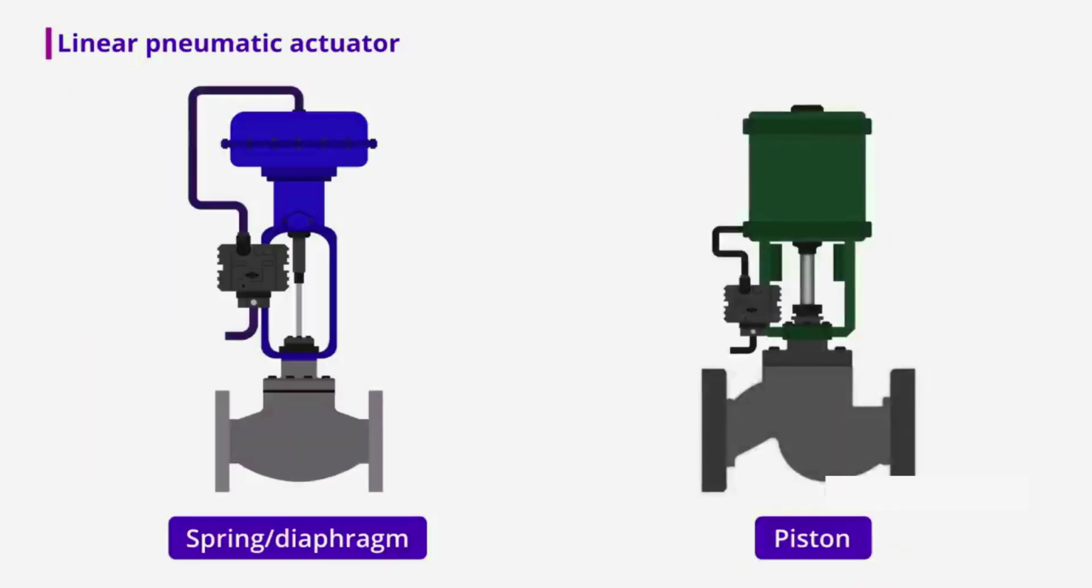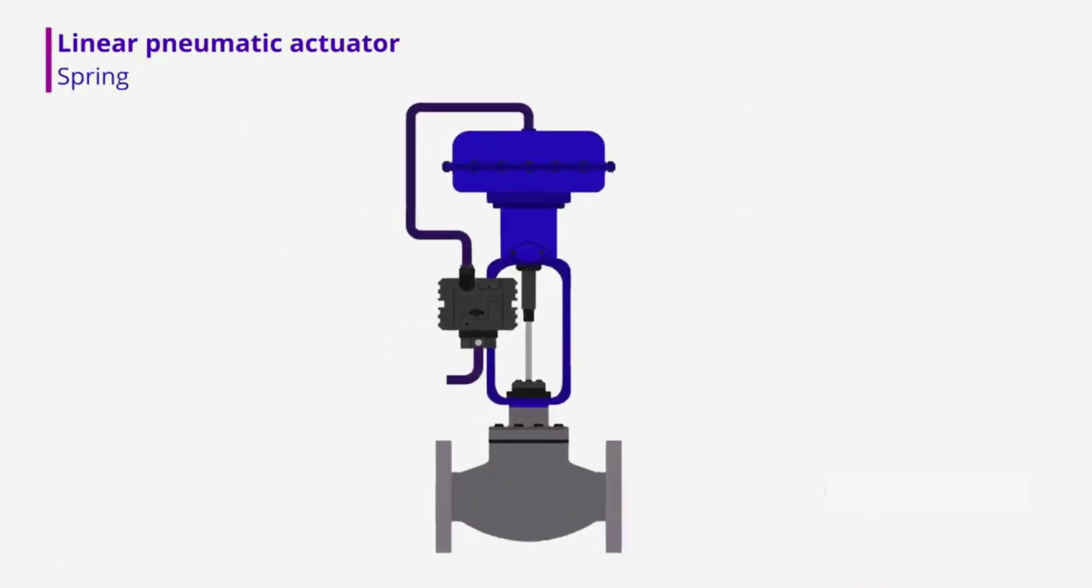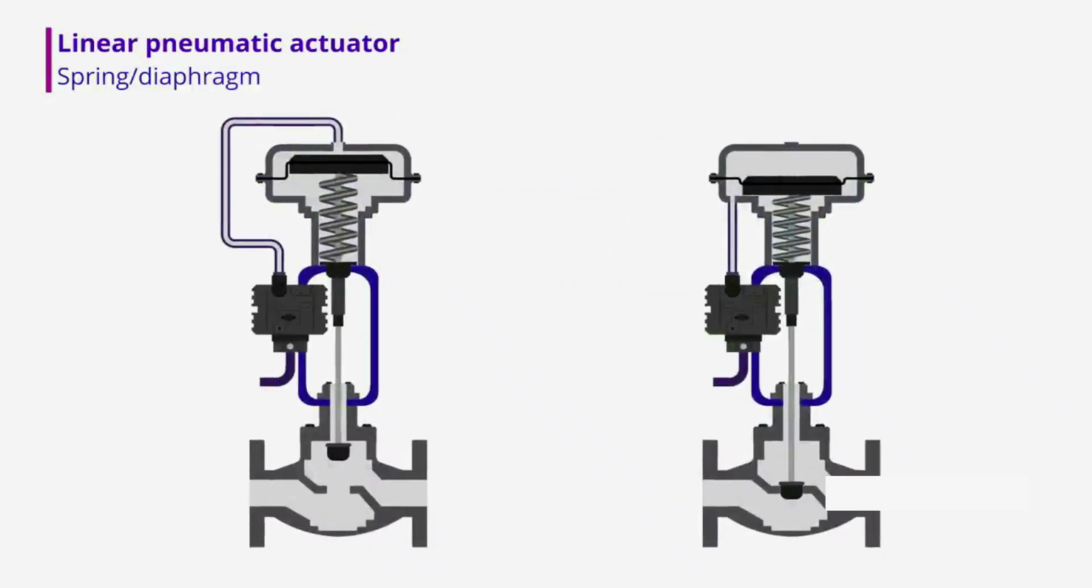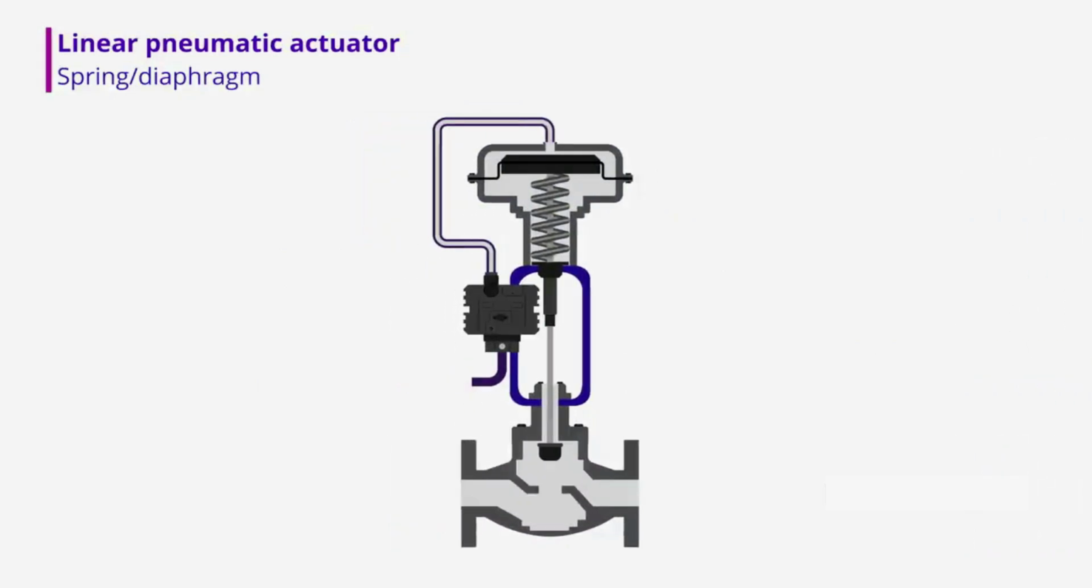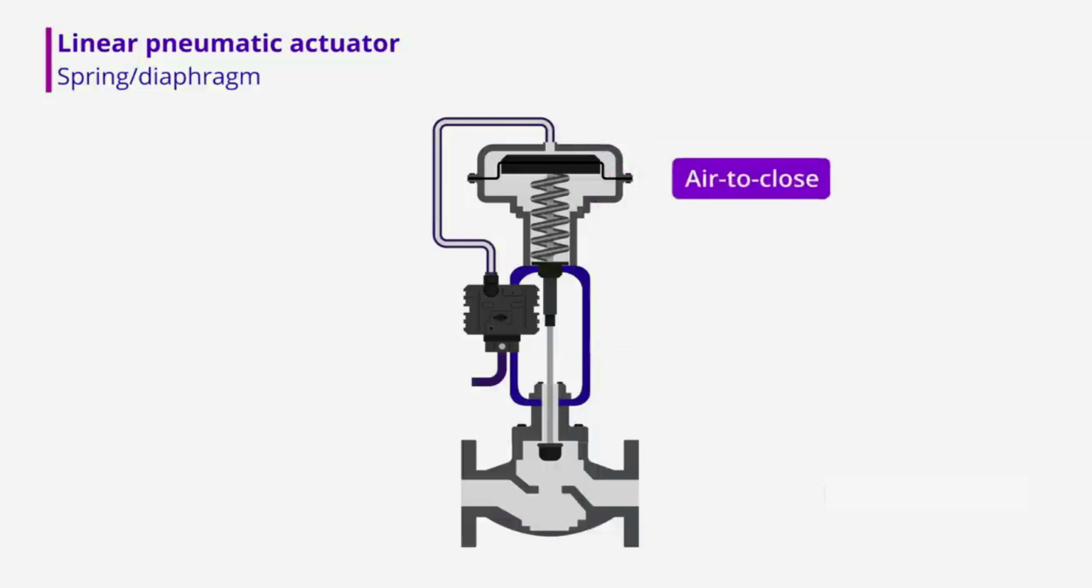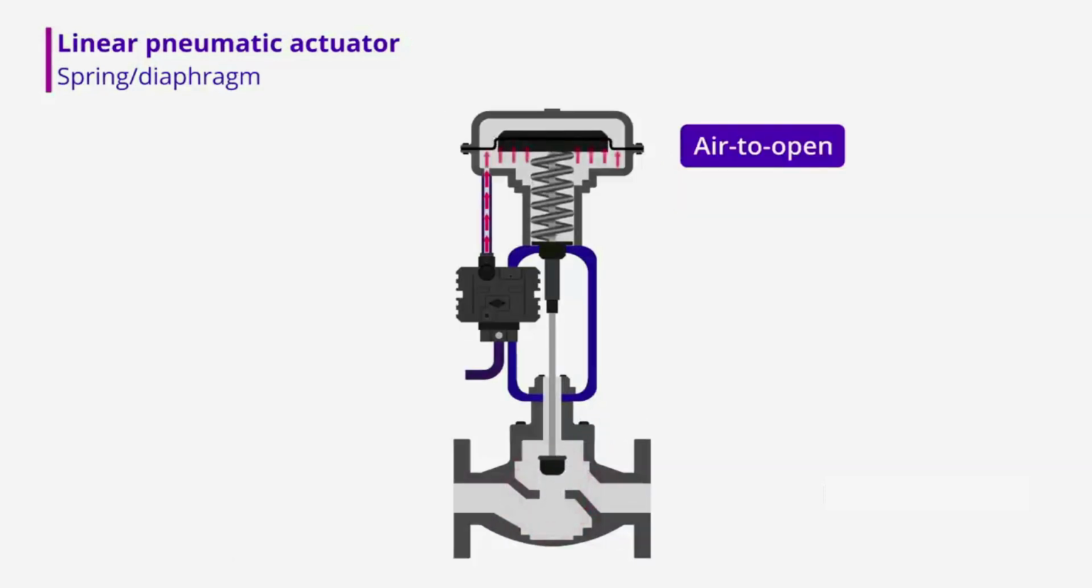The spring diaphragm pneumatic actuator is probably the most common actuator used to operate industrial process control valves. So let's have a closer look. The spring diaphragm pneumatic actuator consists of the diaphragm and spring that are connected to the actuator stem. A flexible diaphragm is enclosed in a pressure tight housing. Pneumatic pressure enters this housing, applying pressure to the diaphragm. As the air pressure increases, the air pressure on the diaphragm creates a force that overcomes the force of the spring and opens the valve.